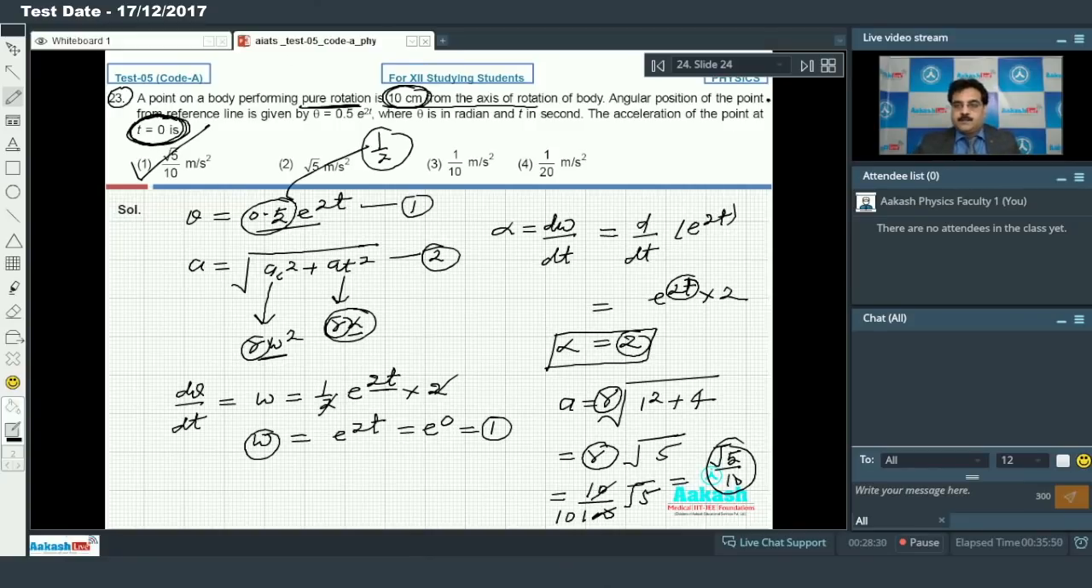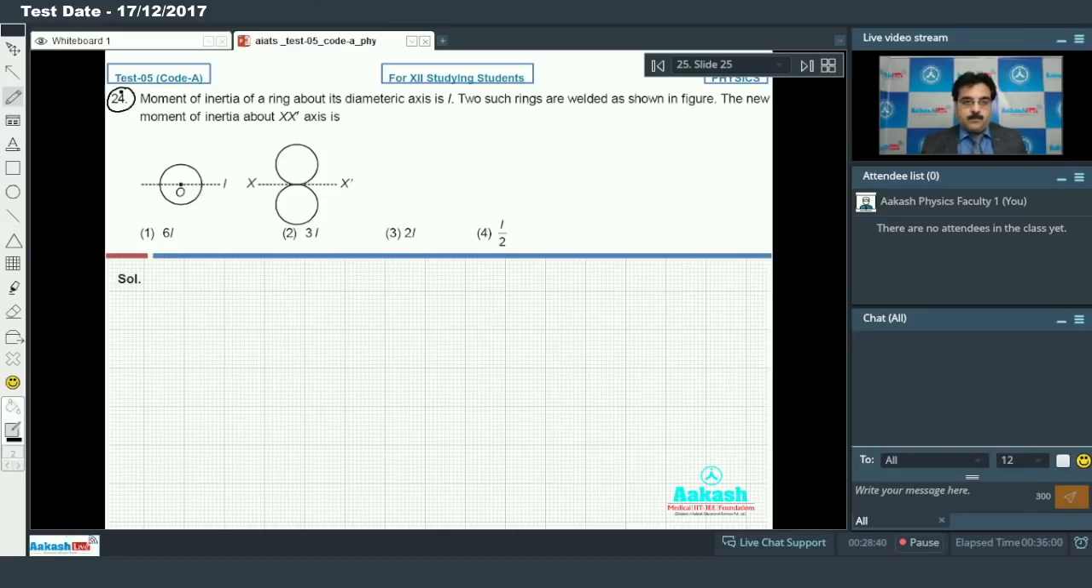Let's move on to question number 24. The moment of inertia of a ring about its diametric axis is I. The meaning of that line is that the moment of inertia about the diameter is 1 by 2 mr square. If I consider mass m and radius r, this is equal to I according to the problem. So 1 by 2 mr square is equal to I.